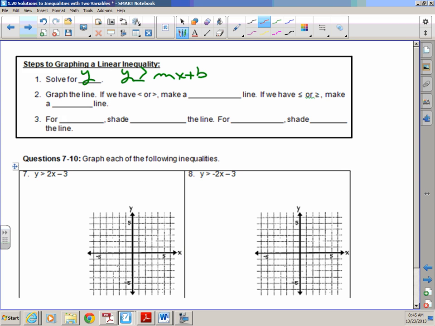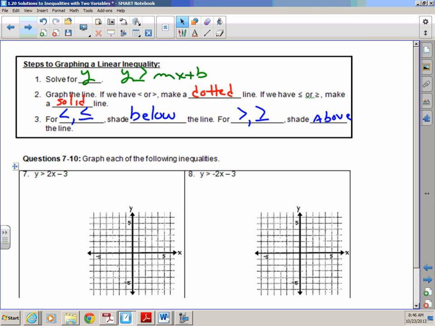Step 2, graph the line. If it's less than or greater than, we make a dotted or dashed line. If we have the equal to sign underneath, we make a solid line. For less than or equal to, we're going to shade below the line. And for greater than or equal to, we shade above the line. Okay?